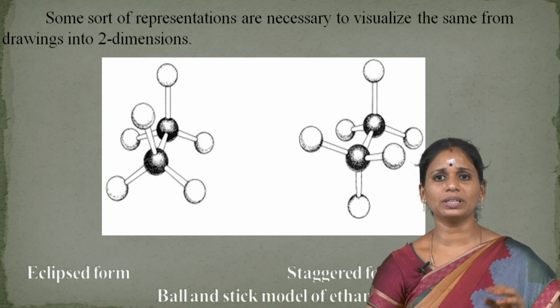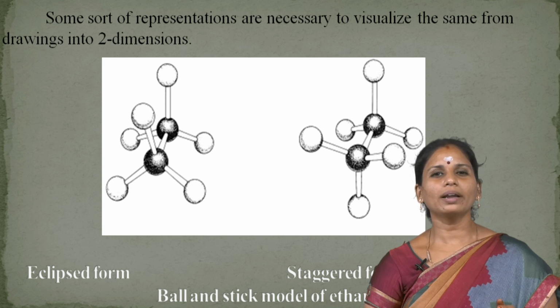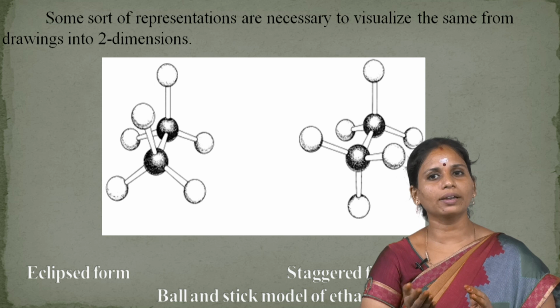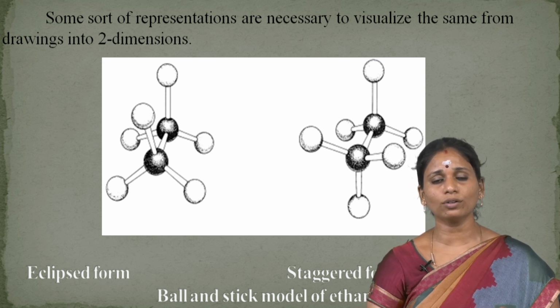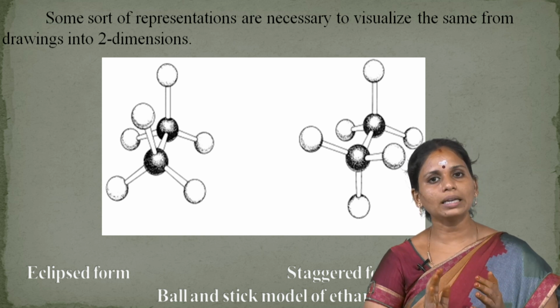So this is the example, that is, eclipsed form and staggered form. Since the eclipsed form is highly rigid and has some strain in its structure, it has high energy and low stability. But in the staggered form, all the bonds are free enough. In the staggered form, they are highly stable.